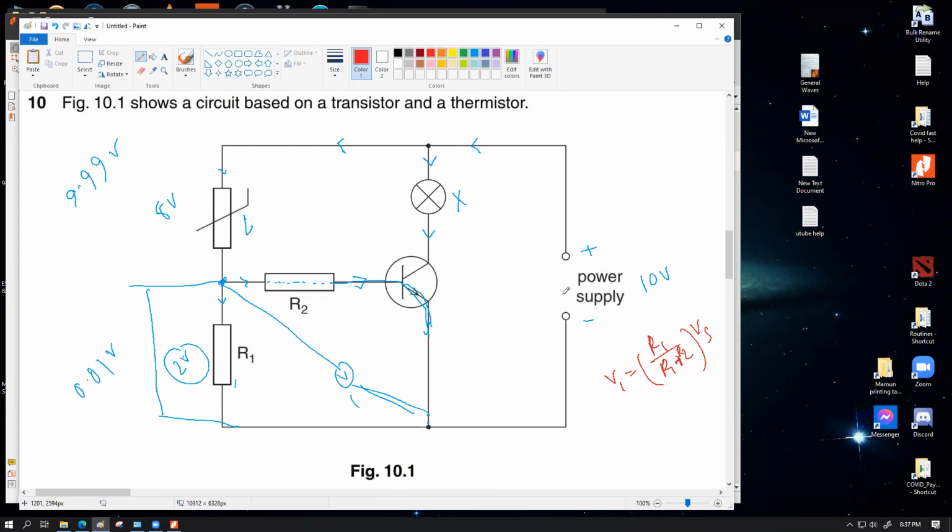Sir, potential dividers divide up the entire power supply. Yes, sir, but the part that is divided, isn't it getting wasted? What do you mean by waste? I mean, in this power supply of 10 volts, it is being broken up into 8 volts and 2 volts. 8 volts are being wasted, right? Not essentially.